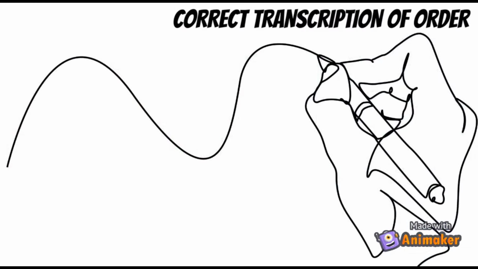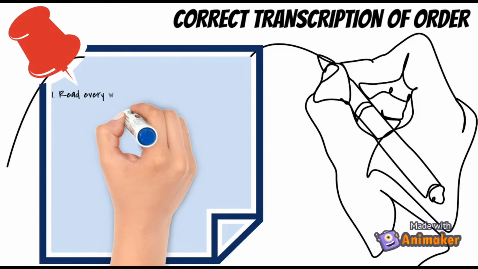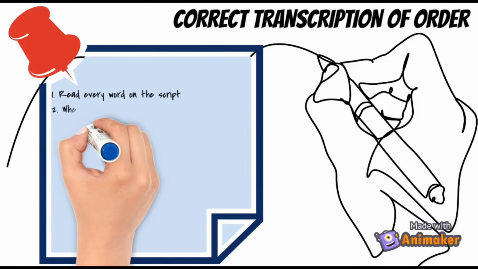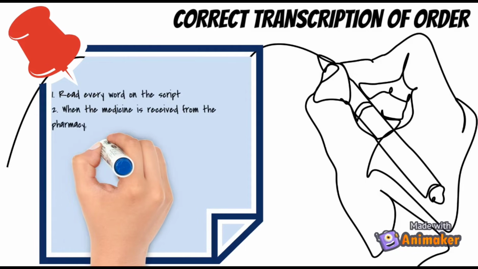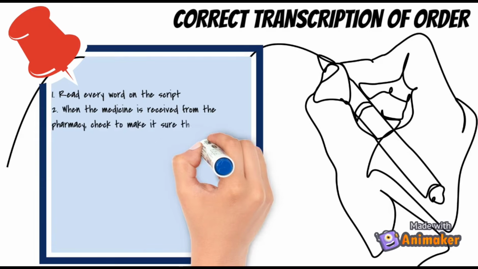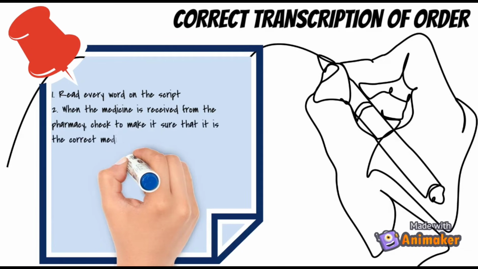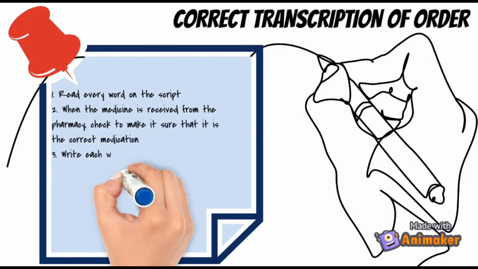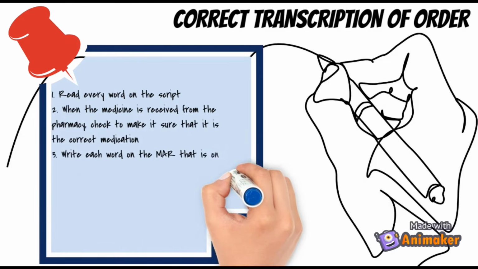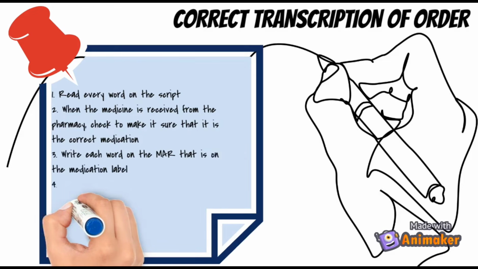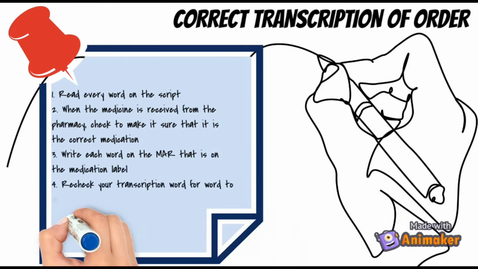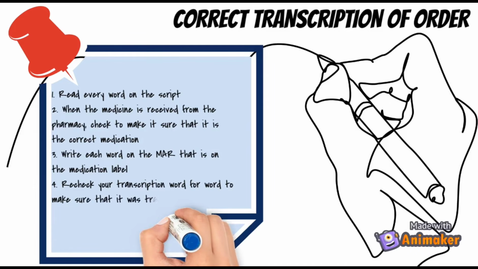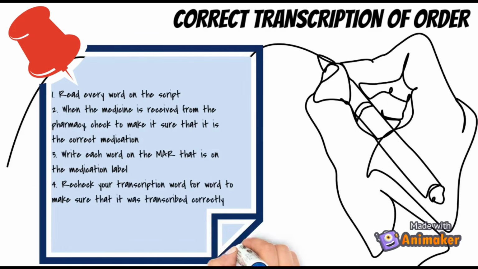The correct way of transcribing an order is to first read every word on the doctor's order sheet. Second is when the medicine is received from the pharmacy, check to make sure that it is the correct medication. Third is to write each word on the MAR or the medication administration record that is on the medication label. Fourth is to recheck your transcription word for word to make sure that it was transcribed correctly.